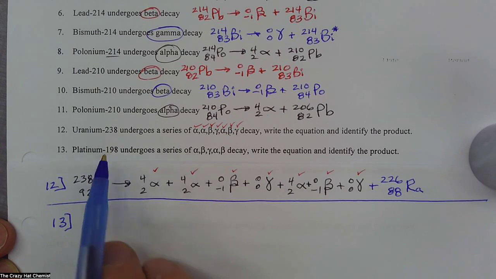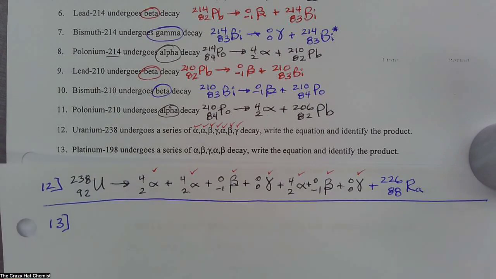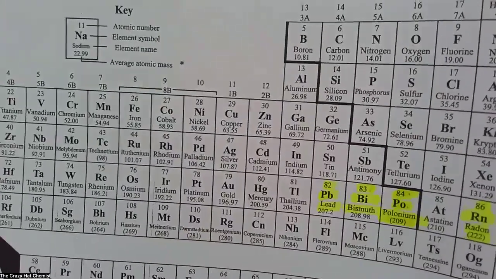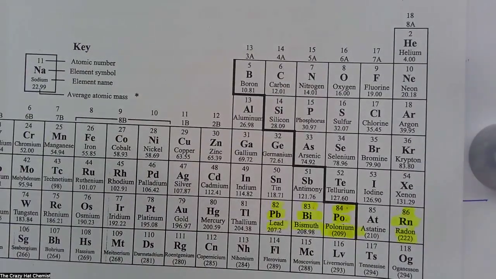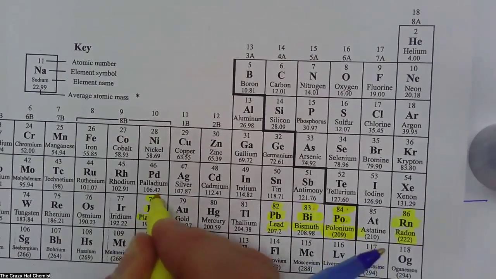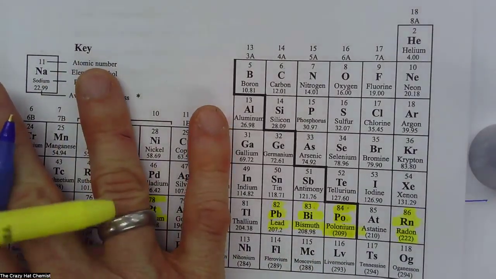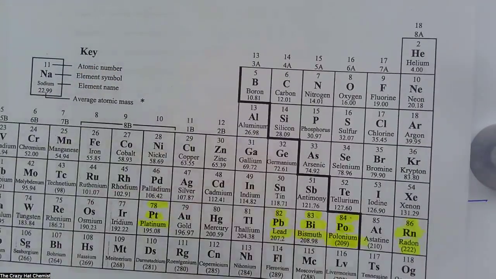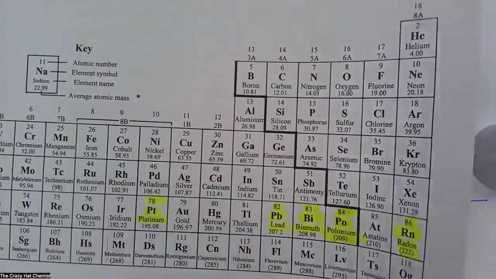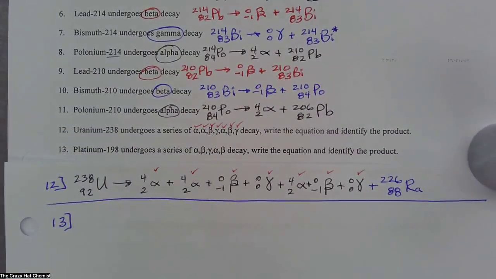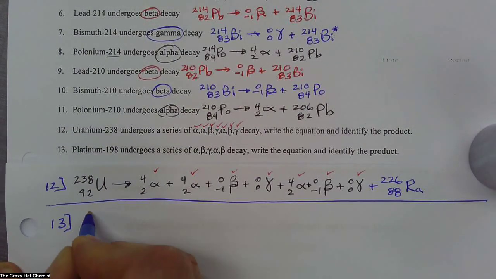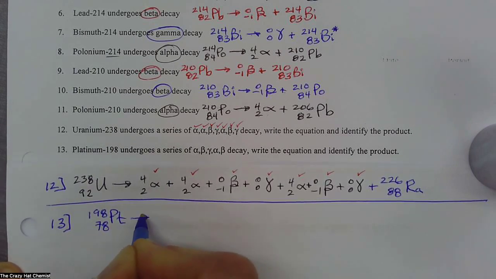It says platinum 198. So we're going to find platinum on our periodic table. It's actually right next to gold. Platinum right there. It's one of my favorite elements because my wedding ring is platinum. Okay, so Pt is element number 78, right? So we have 198. That's Pt. That's 78. So that's platinum.